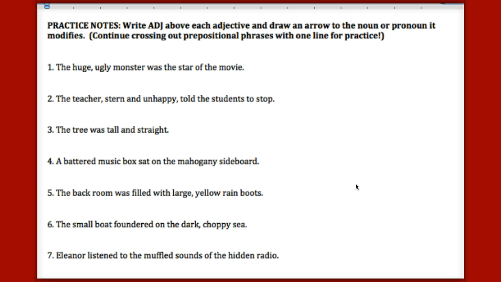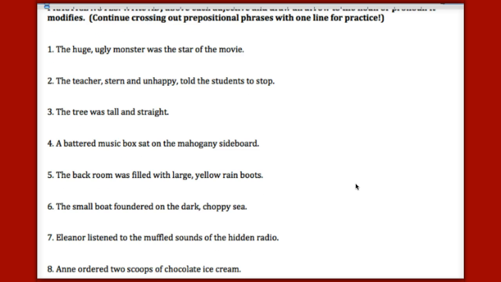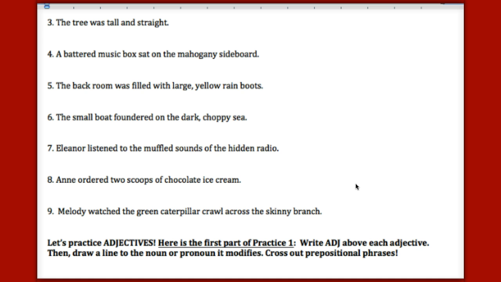Number 5, the back room was filled with large yellow rain boots. You should find 4 adjectives in this sentence. Hit the pause button if you need to. Number 6, the small boat foundered on the dark, choppy sea. We're looking for what kind of boat. And since boat is our subject and foundered is our verb, on the dark, choppy sea is a prepositional phrase, but that prepositional phrase also includes 2 adjectives. Just as in number 5, with large yellow rain boots also included 3 adjectives.